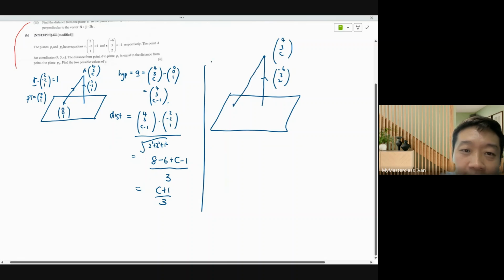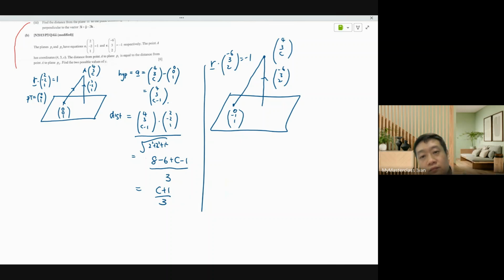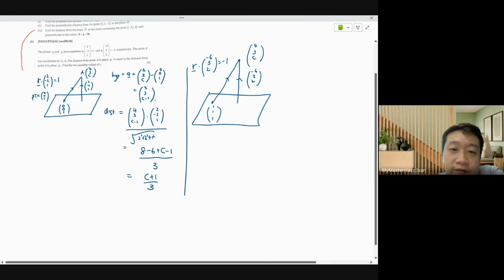So now you need a point. R dot (-6, 3, 2) equals negative 1. One point that is easy would be (0, -1, 1), can or not? Minus 3 plus 2. Okay, (1, 1, 1) also can. Okay, if you all insist, (1, 1, 1) is fine. Okay, then do the same thing.